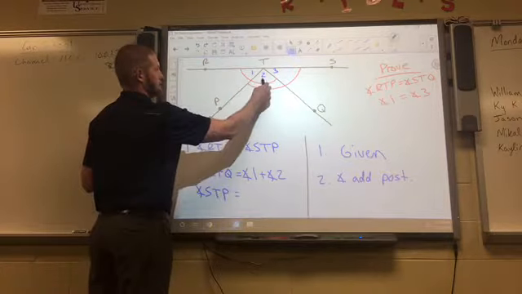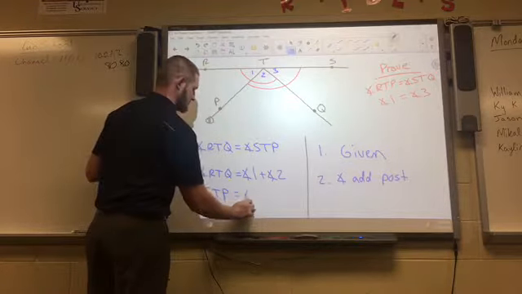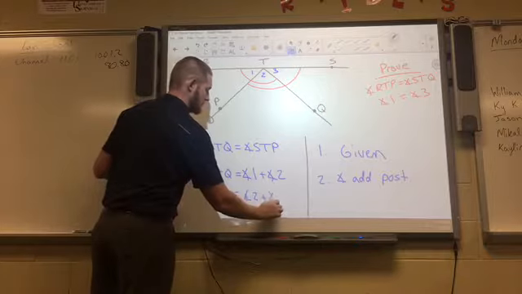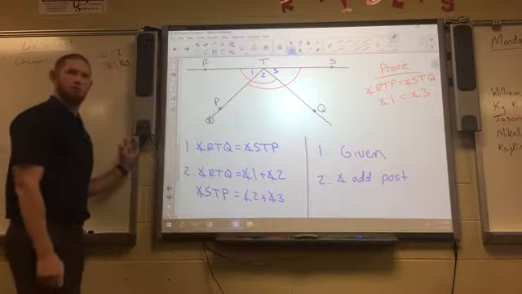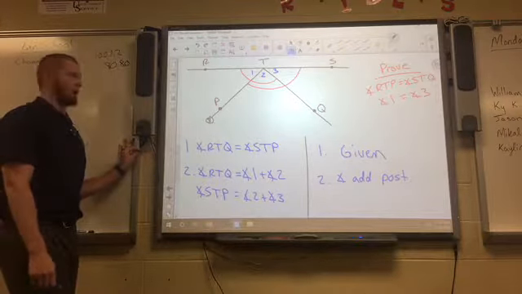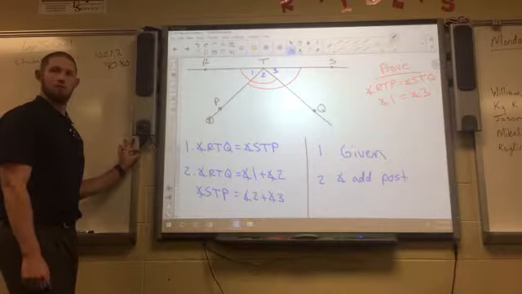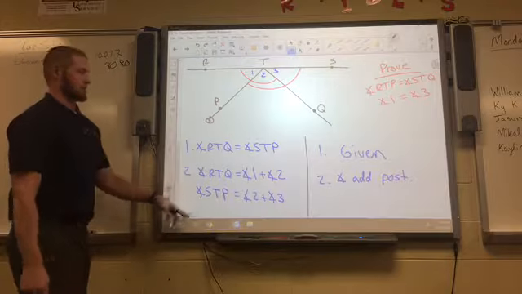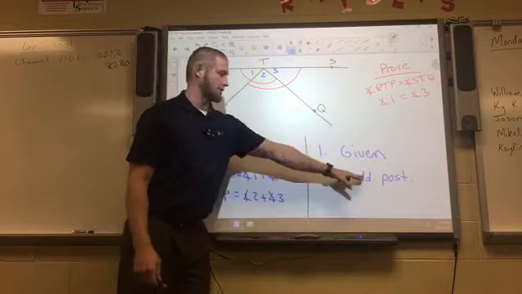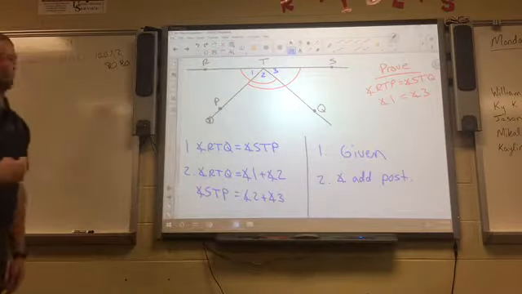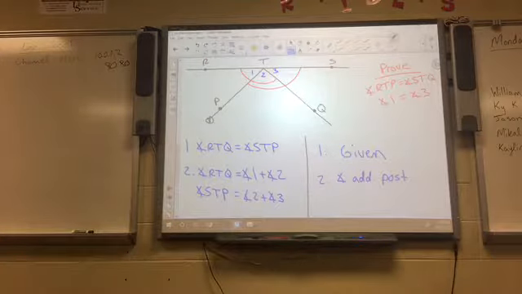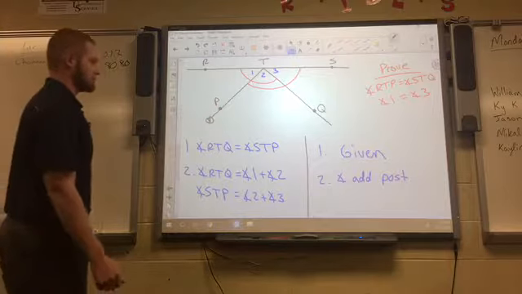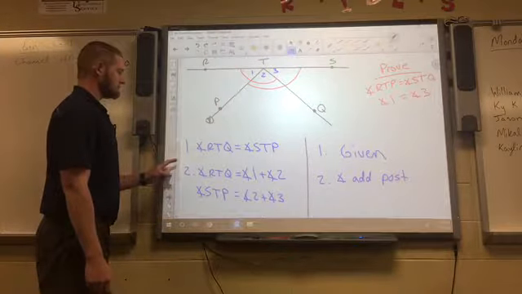STP is equal to angle 2 plus angle 3. Do we agree with that? Okay. Why? What's my reason? Angle addition postulate again. I'm not going to do an extra number for that, so I don't have to write it again. In your assignment, they would probably break that into 2 steps. Okay, but you don't need to if you don't want to. Okay.